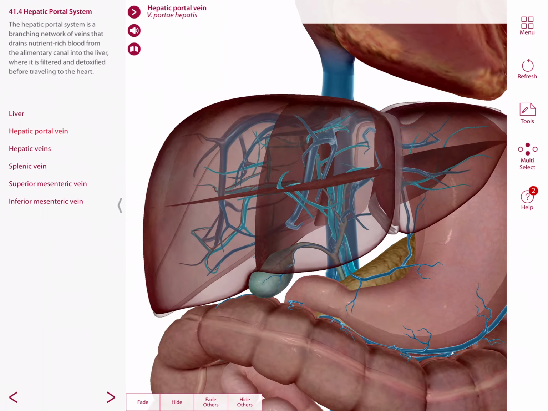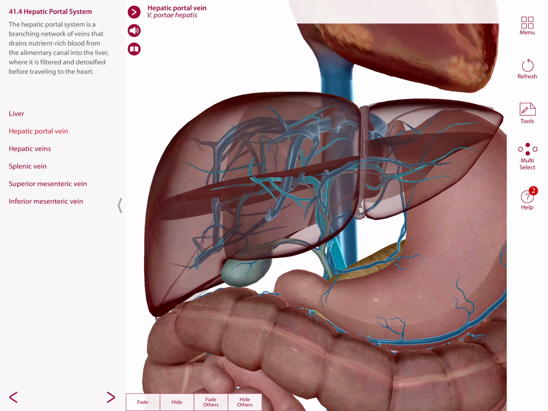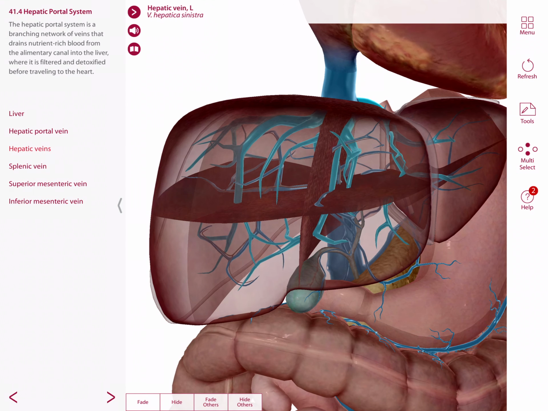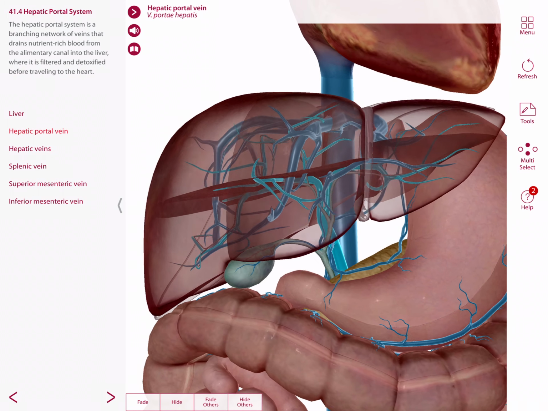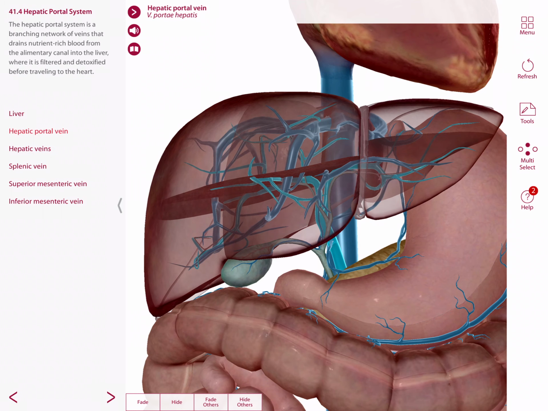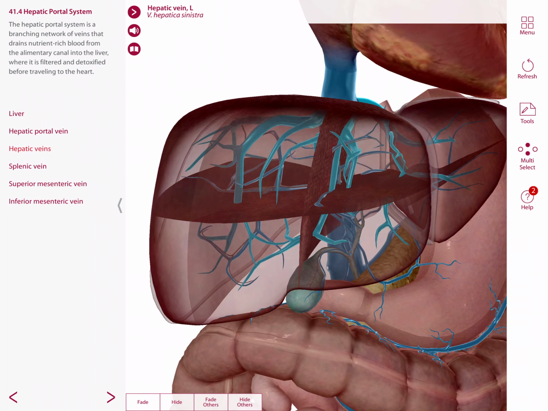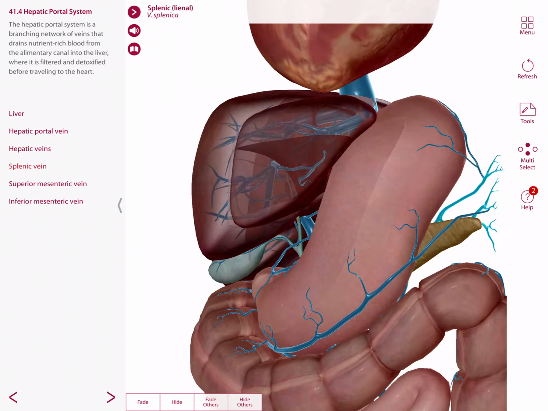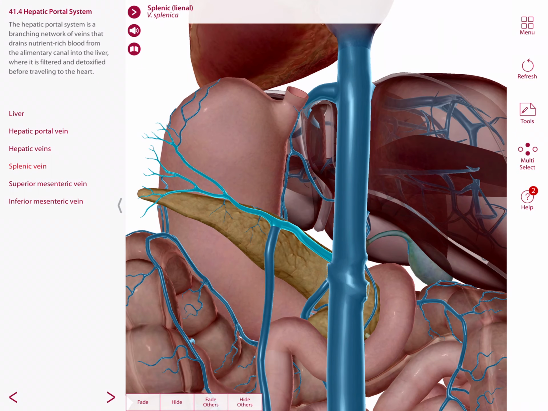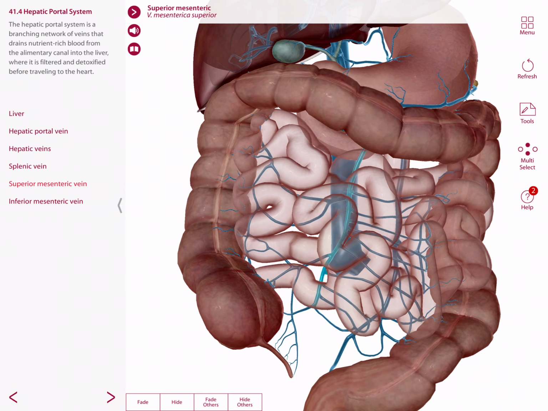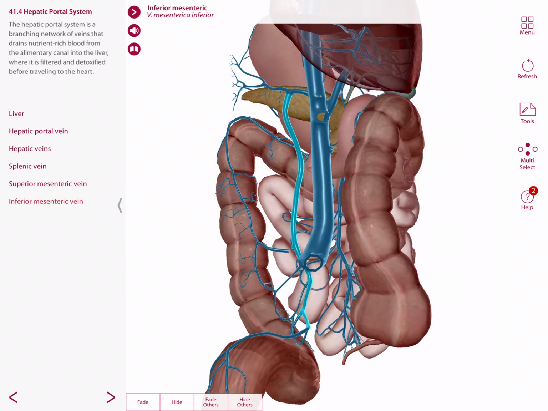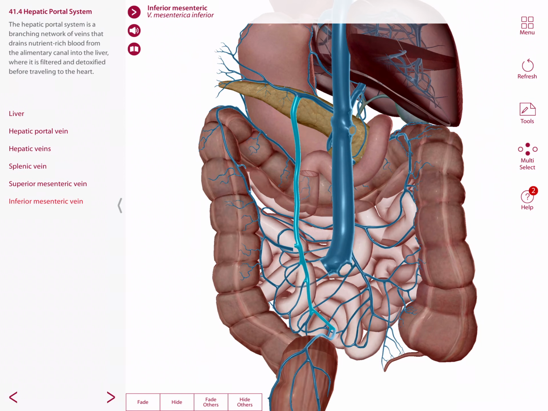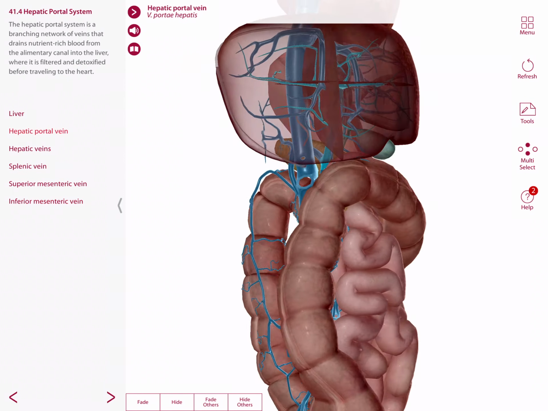So don't confuse hepatic portal vein with hepatic vein. Hepatic vein is going from the liver to the inferior vena cava. Hepatic portal vein is going from the alimentary canal to the liver. So alimentary canal to the liver, liver to inferior vena cava. We also have the splenic vein, superior mesenteric vein, and inferior mesenteric vein. These are all going to be a part of the hepatic portal vein.